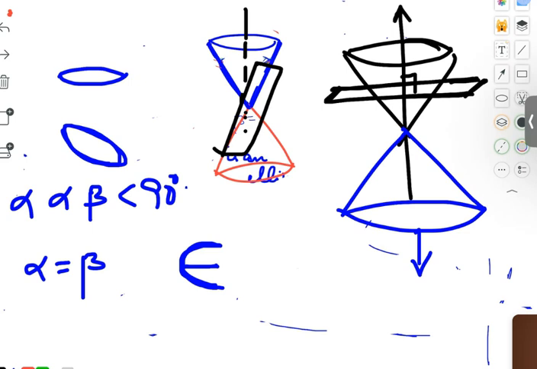Whereas in the fourth case we are going to see, the plane is passing through both the napes, both the upper nape as well as the lower nape.